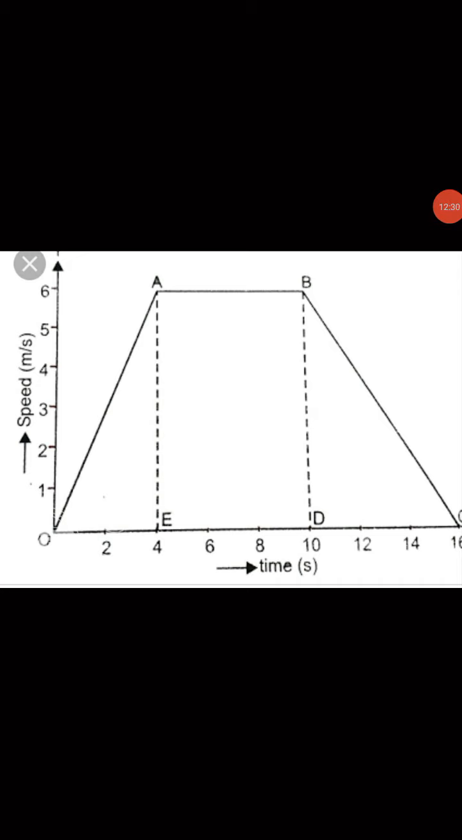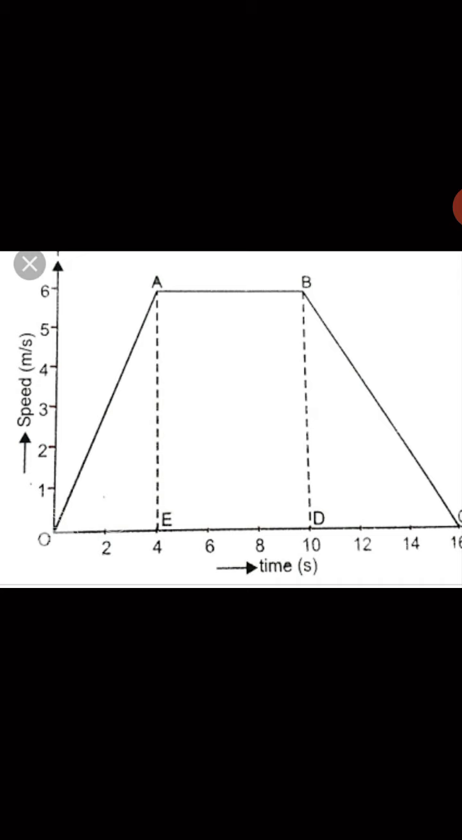Let us try to read and interpret this speed time graph now. Time is in seconds and the speed is in meter per second on the y-axis. The values of time are 2 seconds, 4, 6, 8, 10, 12, 14 and 16 seconds, while the speed is in meter per second, 1 to 6: 1 meter per second, 2, 3, 4, 5, 6.